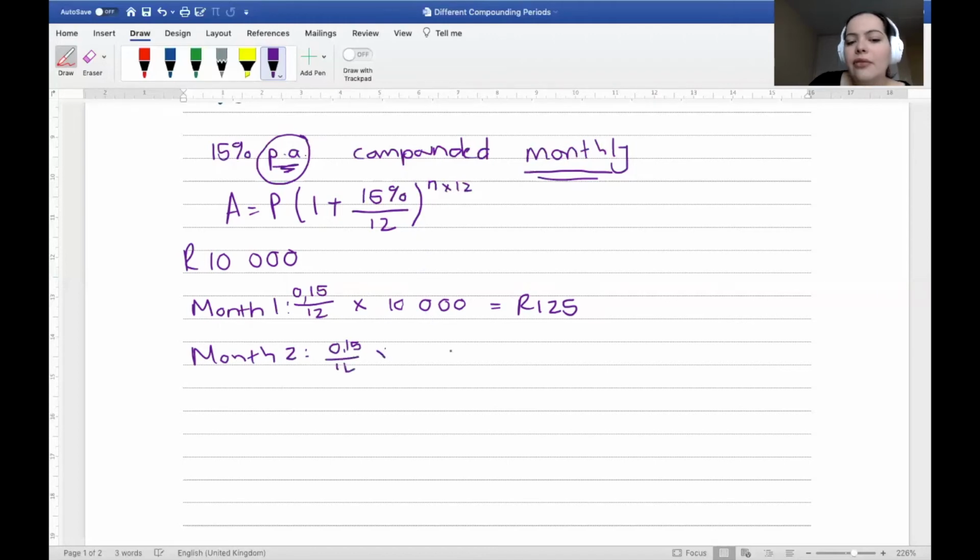But now instead of on the 10,000, it'll be the 10,125 Rand, which will be 126 Rand and 56 cents. Okay, so instead of them giving me interest or looking at my account at the end of 1 year, they're going to look at my account at the end of every month and give me interest on that. We're looking at it monthly, so we need to remember to divide our percentage by the number of compounding periods. And in this case, it's 12.